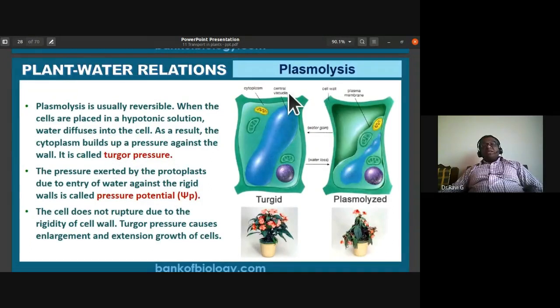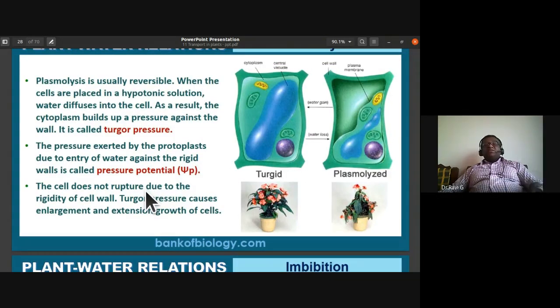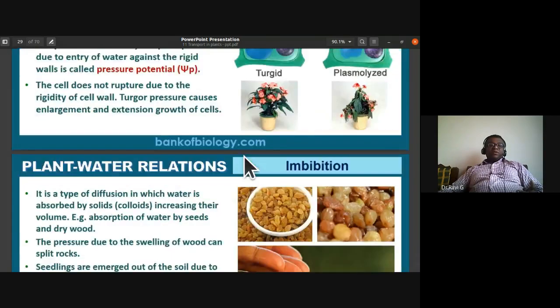Whenever cells are placed in a hypotonic solution, we have already told you they swell up. As a result, the cytoplasm builds up a pressure against the wall. It is called turgor pressure. The pressure exerted by the protoplasm due to entry of water against the rigid walls is called pressure potential, psi p. The cell does not rupture due to the rigidity of the cell wall. So turgor pressure causes enlargement and extension growth of cells.